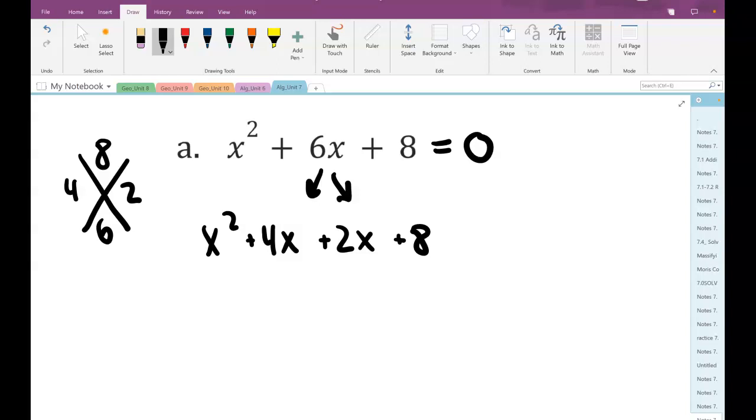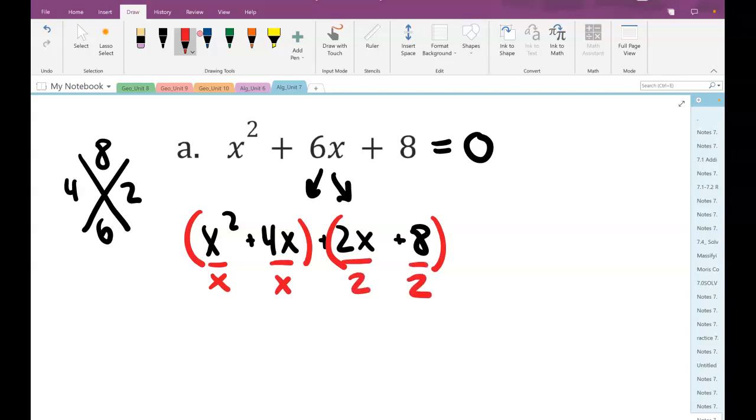Now we can go through and start factoring by grouping. We group our first 2, we group our last 2. Pull out your greatest common factors of each group again. We've done this for many days now. This is an x, this is an x. This we can factor out of 2, we can factor out of 2.